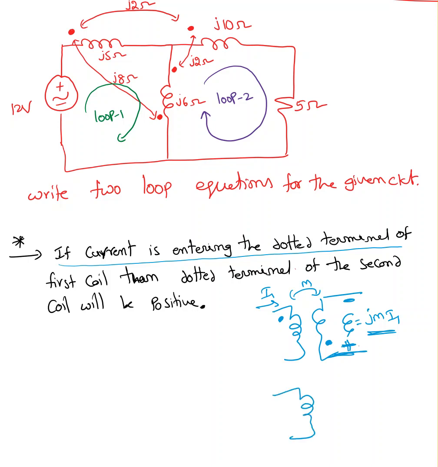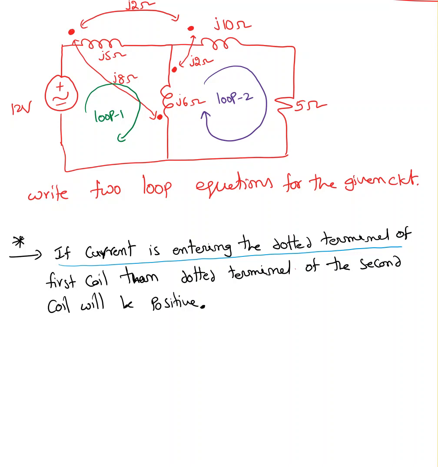In the same way, I will write down the second statement. If current is leaving the dot, here is my I1, this indicates that current is going out of the dot, or the dot is at the end of the inductor. If current is leaving the dot, then the dotted terminal is going to be negative. So here I'm going to have negative, positive, E equal to jωM I1. These are two different examples. If current is entering the dot, the dotted terminal is positive. If current is leaving the dot, the dotted terminal is negative. All you need to know are these two rules to write down these equations.